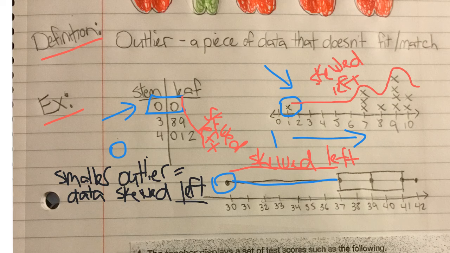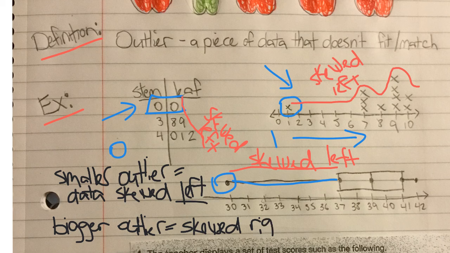And then the opposite of these 3: if these had had a bigger outlier, which none of them had, like the outlier number was way bigger than the other numbers, then our data would have been skewed to the right. So that's the pattern that we have to notice when we're looking at outliers.